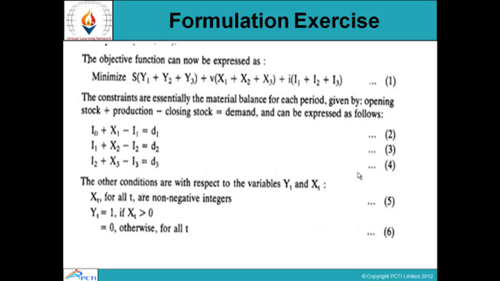The constraints are essentially the material balance for each period, given by opening stock plus production minus closing stock equal to demand, and can be expressed as follows. I0 plus x1 minus I1 equals D1, I1 plus x2 minus I2 equals D2, I2 plus x3 minus I3 equals D3. The other conditions are with respect to the variables yt and xt. xt for all t are non-negative integers, yt equals 1 if xt is greater than 0, and equals 0 otherwise, for all t.